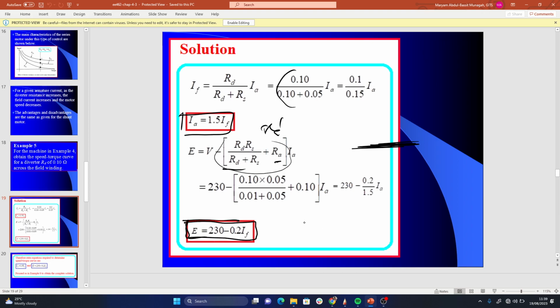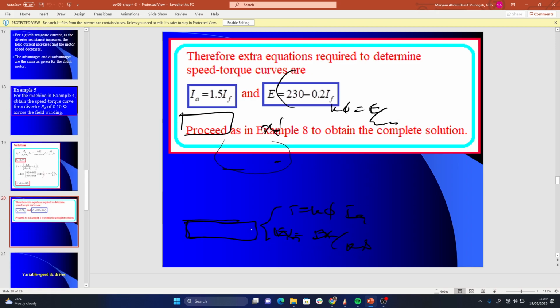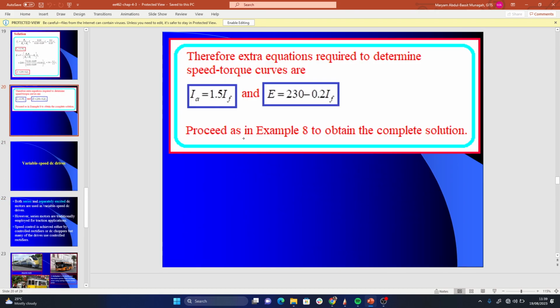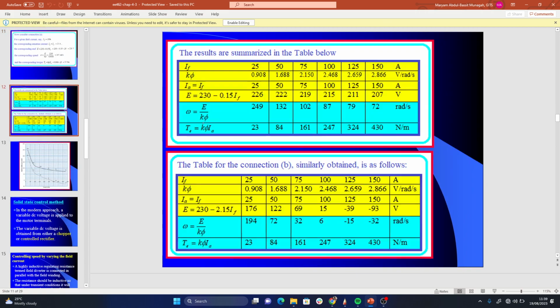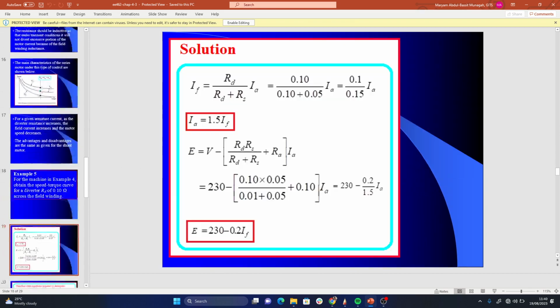Once you have your IA and your E, your torque is equal to K phi IA. You'd have found your K phi from E over omega M already. And then your speed is equal to EM over K phi. And you can plot these two values against each other. That's what to change. So proceed as in example 8. Once you have these two, it's the same question, except this place is the total resistance here, and IA is not equal to IF. It's the same table. Once you get this, you just plot the two. That's all.